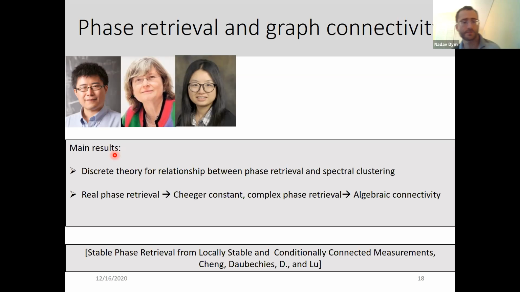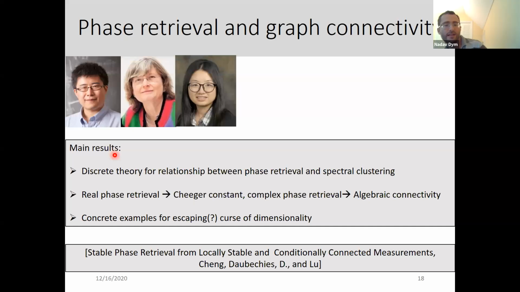And also a sort of interesting relation between real phase retrieval and the Tychography constant, and complex phase retrieval and the algebraic connectivity. So the Tychography constant and algebraic connectivity are two different ways of measuring connectivity of a graph. And I will try to convince you that they are related to two different types of phase retrieval in a way. And also there are concrete examples where we can understand whether, indeed, using this framework and only talking about connected signals, to what extent we really are avoiding the curse of dimensionality. Okay, so that's the paper.